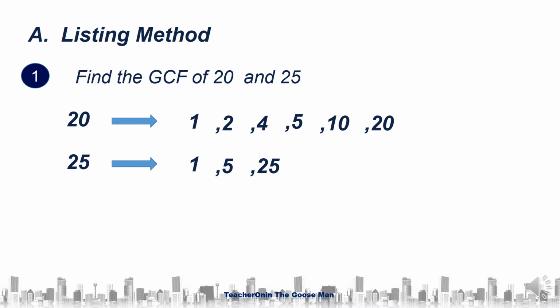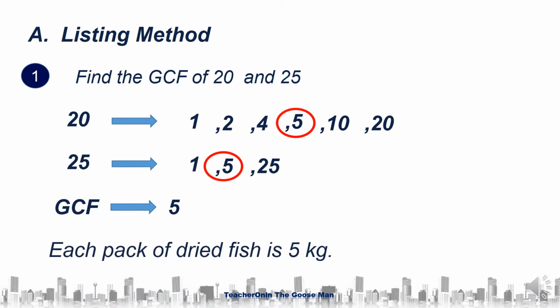Okay, but we are looking for the greatest common factor. So, we simply encircle 5. So, therefore, the greatest common factor is 5. Going back to the question a while ago, the answer is each pack of dried fish is 5 kilograms.